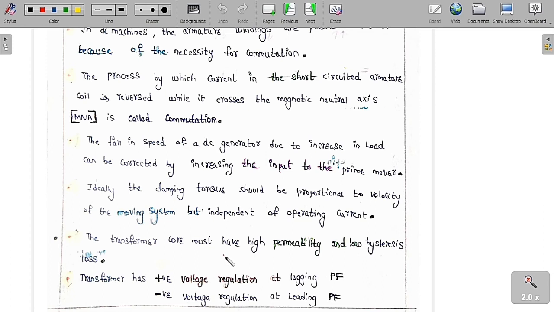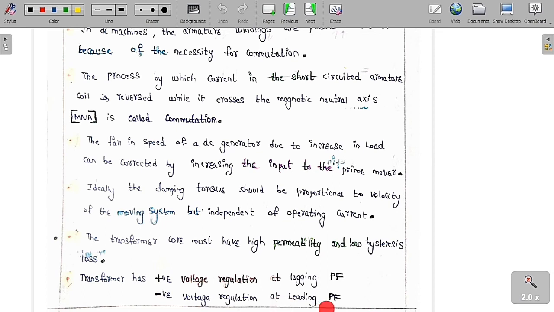I have already told you the transformer has a positive voltage regulation at lagging power factor and a negative voltage regulation at leading power factor. So for lagging power factor, the voltage regulation is always positive.